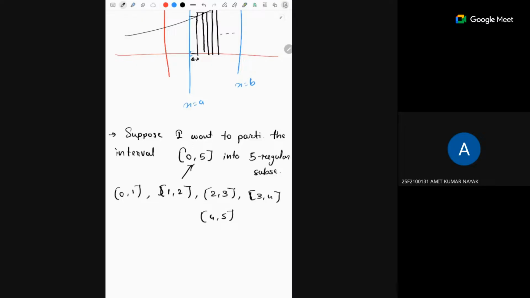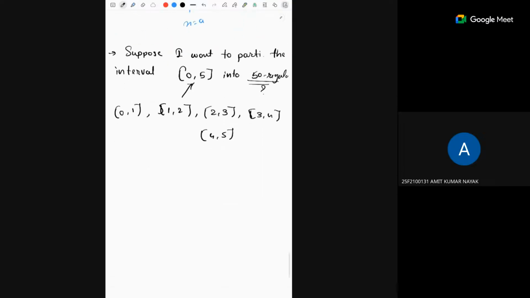But what happens if, in place of 5 regular subintervals, someone asks you to break this interval into 50 regular subintervals? Now this will be a tough thing, right? How can you just guess? So for that we have a formula. What does that formula say? You will just use (5 minus 0) divided by 50 as the length of each subinterval.